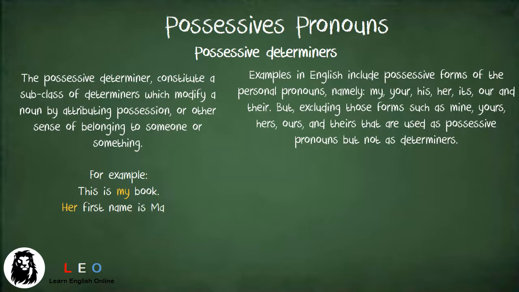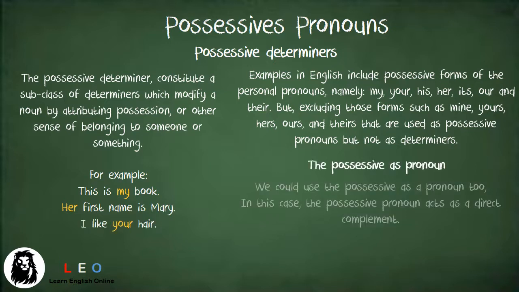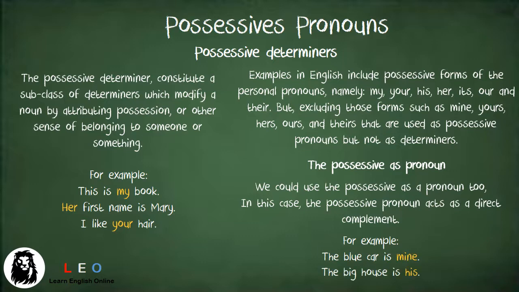Her first name is Mary. I like your hair. We could use the possessive pronoun too. In this case, the possessive pronoun acts as a direct complement. For example, the blue car is mine. The big house is his.